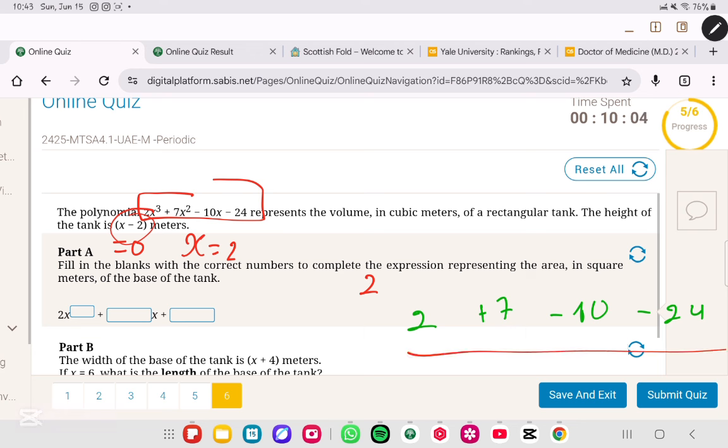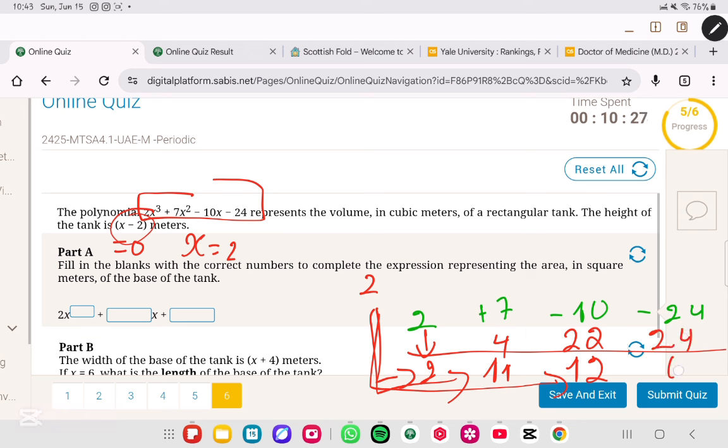Now, remember, drop the 2. 2 times 2 is 4, so 4 is over here. 7 plus 4 is 11. Then 2 times 11, that's 22. Minus 10 plus 22, that will give us an answer of 12. Then 2 times 12, that's 24. So minus 24 plus 24 will give us an answer of 0. As you can see, the remainder is 0. Since the remainder is 0, that means this is divisible by this. Okay, now you just need to fill in the blanks.